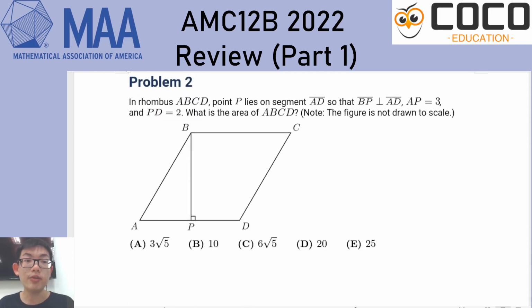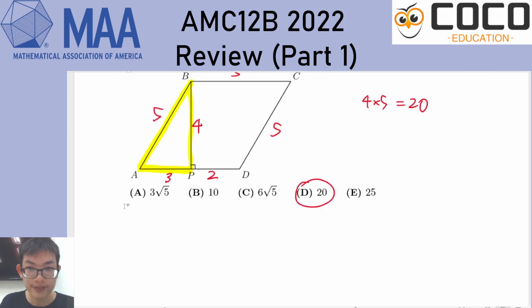Second question, rhombus ABCD, P lies on AD such that BP is perpendicular to AD, AP is 3, PD is 2. So this means that the rhombus has side length 5. I can label everything as 5 and I get this right angled triangle over here. So area, 4 times 5 equals to 20.